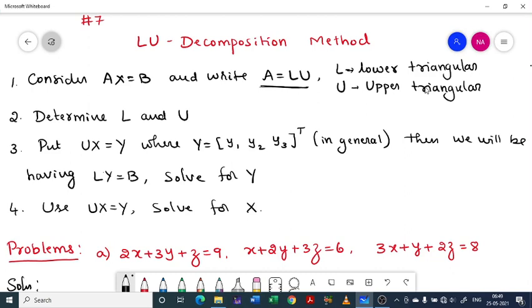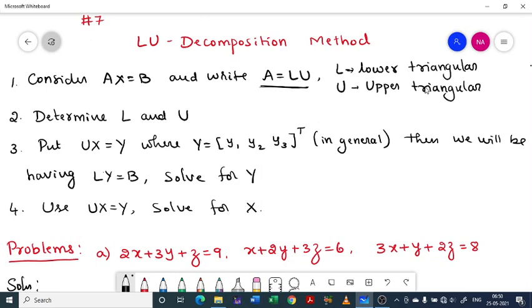If you look into the working procedure, first you need to consider AX equal to B. A is the coefficient matrix, X the matrix of variables, and B the matrix of constants. Then write A as a product of two matrices L and U, where L is a lower triangular matrix and U is an upper triangular matrix. Then determine L and U. Then consider UX equal to Y, where Y equal to (Y1, Y2, Y3) transpose usually. If you are given three equations in three unknowns, then Y will be this one. Otherwise, Y will be different.